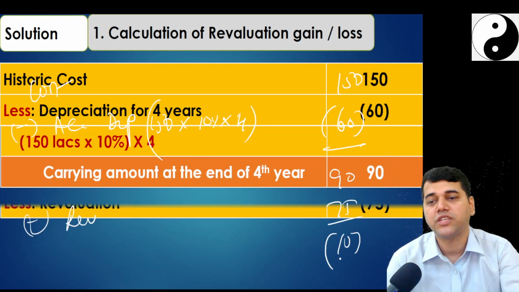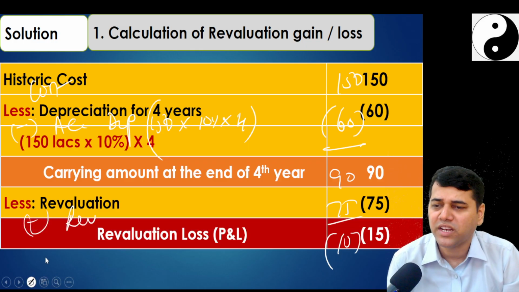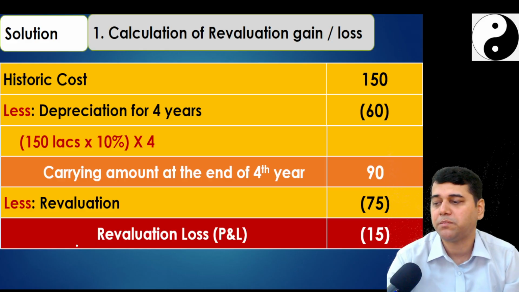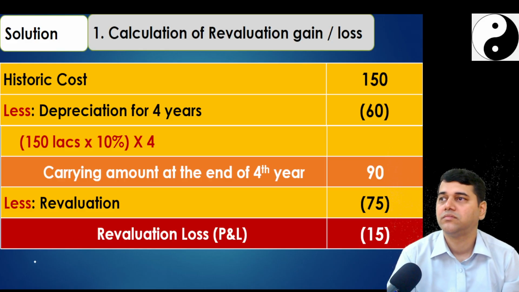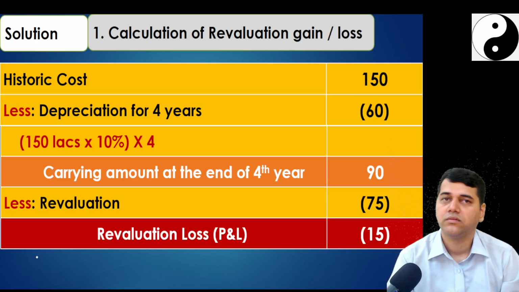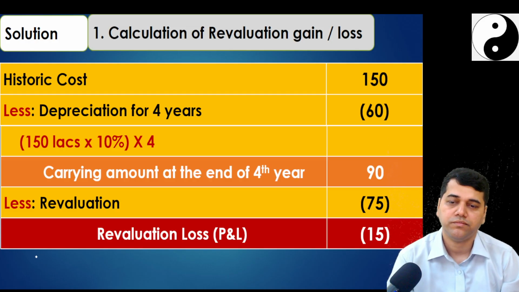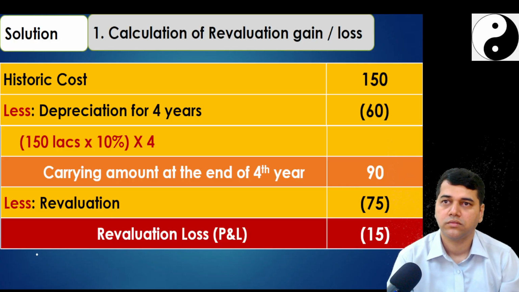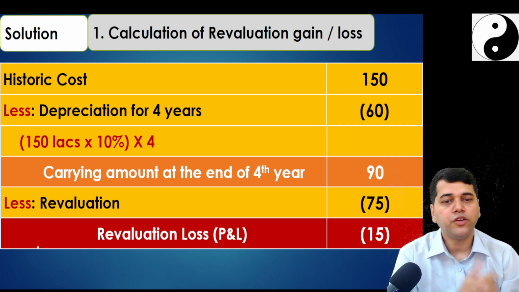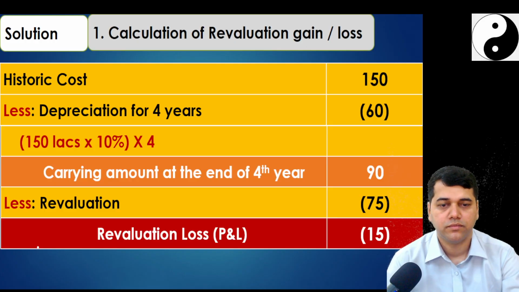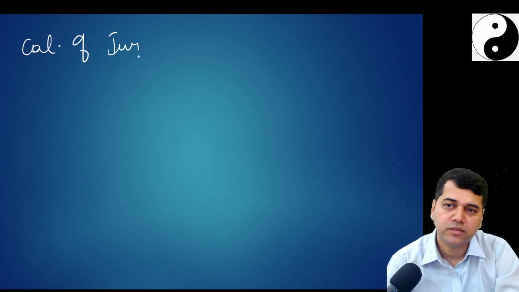This is the first time revaluation, so the 15 you charge to P&L account. They told you, but it is not required. You know that there is no revaluation surplus sitting now. There is no revaluation surplus. Clear? Now we need to calculate the impairment loss. So, calculation of impairment.